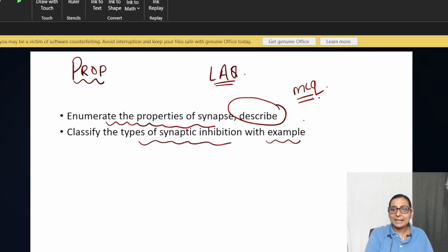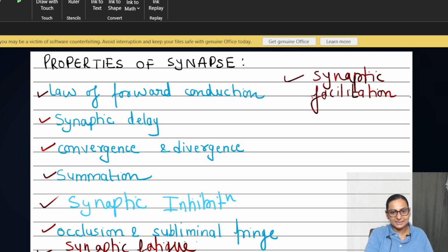So let's get started and enumerate the different properties of synapse. These are law of forward conduction, synaptic delay, convergence, divergence, summation, synaptic inhibitions, occlusion and the subliminal fringe phenomenon, synaptic fatigue, synaptic facilitation. So you can see that there are n number of properties which I have enumerated, and I will be taking them in two parts, part 1 and part 2, so that the understanding is very nice and crystal clear to you.